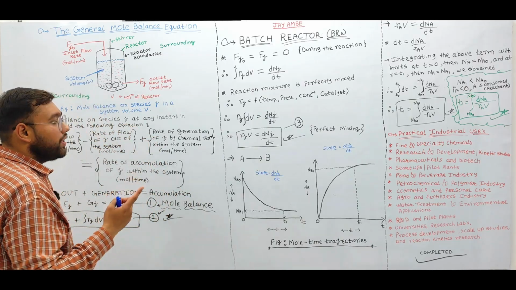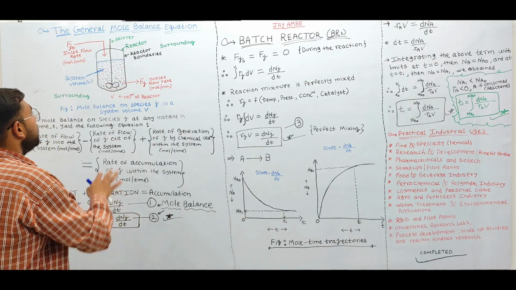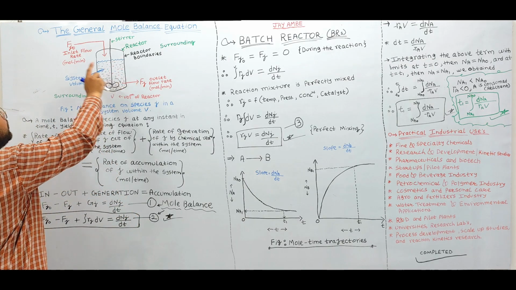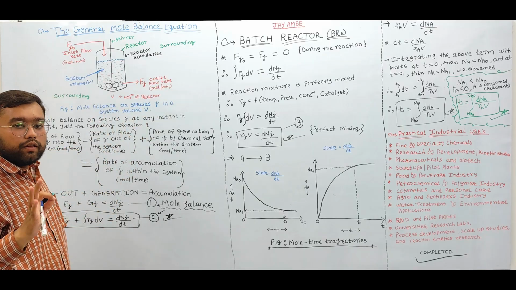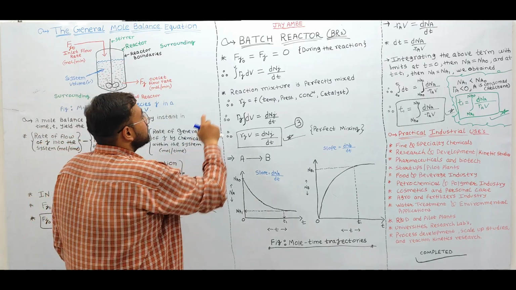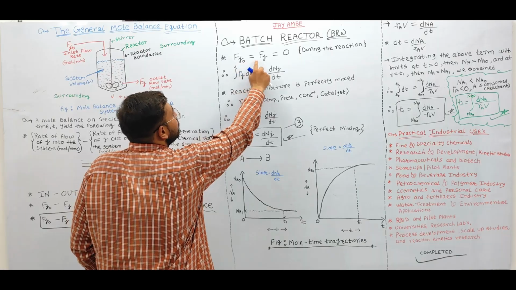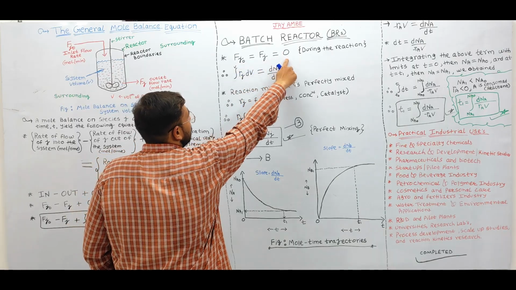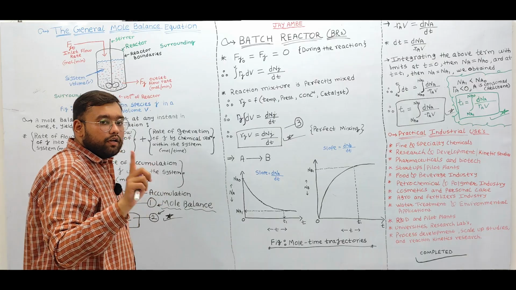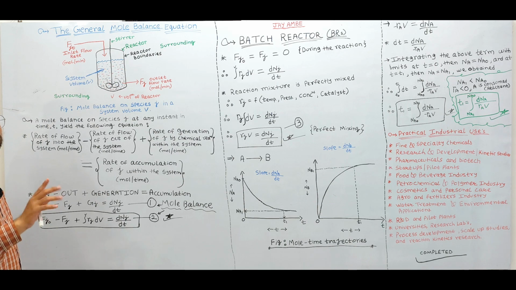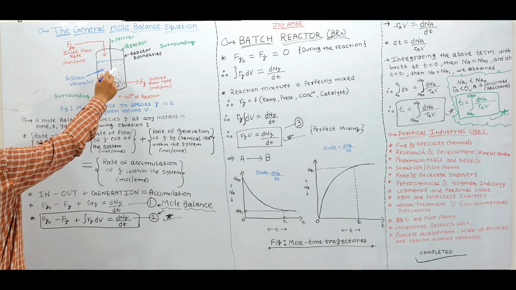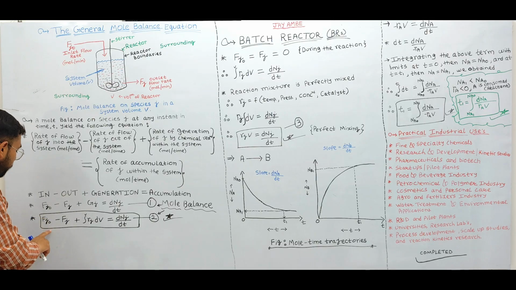Let's say for the batch reactor, we understand that during the progress of the reaction there will be no inlet flow and no outlet flow. So for those reasons, Fj0 is equal to Fj is equal to 0 during the run of the reaction. The inlet term and the outlet term will be equal to 0, because during the progress of the reaction there will be no inlet flow rate and no outlet flow rate.